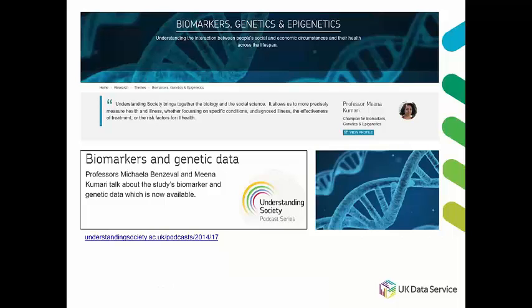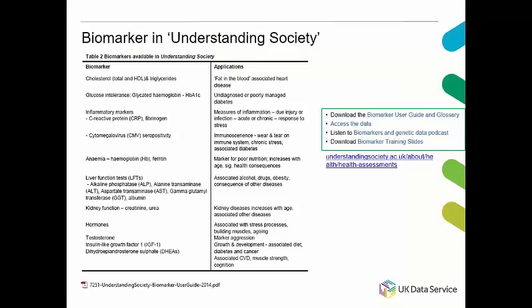Biomarkers, genetics, and epigenetics was a topic before COVID, and there's a very interesting page on that. Here is the link to it, and also some summaries. Here's an overview, which you can find in the Understanding Society Biomarker User Guide PDF file. I have provided the link here from study number 7251. You can see it on the left-hand side corner. This shows you which biomarkers are available in Understanding Society, and also the applications, because not everybody knows what applications are associated with that. So that's actually quite useful.